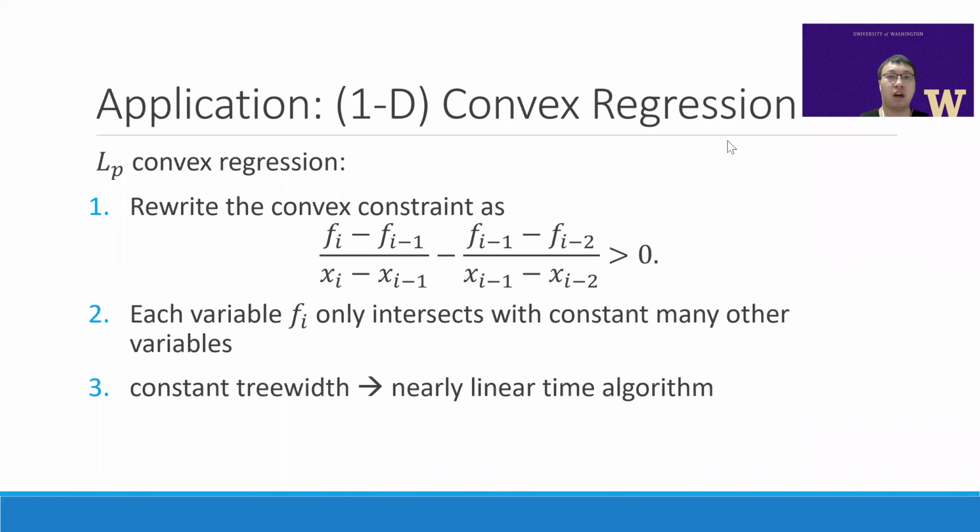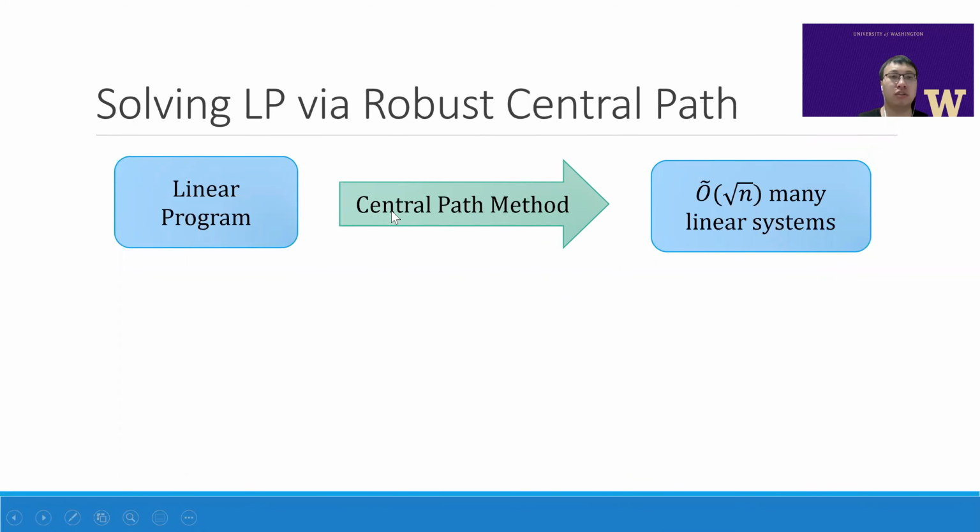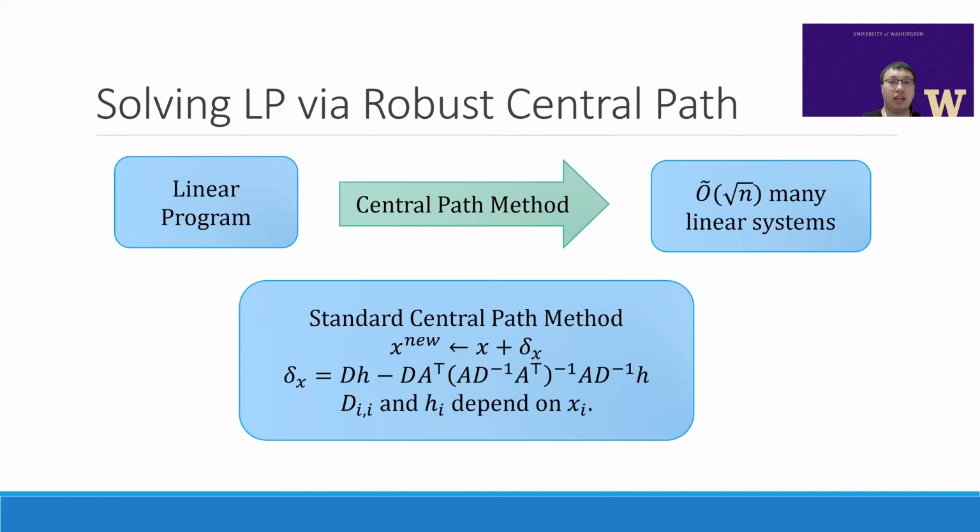Now we can explain how our algorithm works. For the simplicity of this talk, we will only explain how to solve linear programs in n times poly(tau) time. The standard way to solve a linear program is what we call the central path method, where it reduces solving a linear program into solving square root n many different linear systems. The standard central path method can be expressed as the following, where for each iteration, we update x by the following formula, and we update it square root n many times. Here, D is a diagonal matrix, and Dii and Hi only depend on xi.